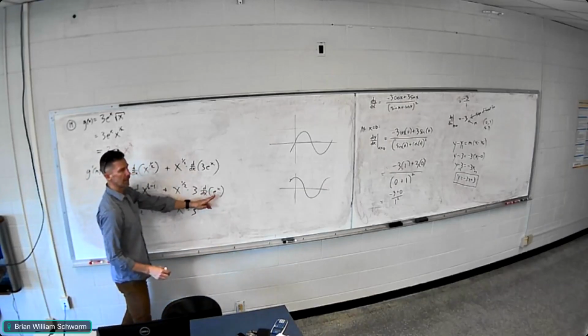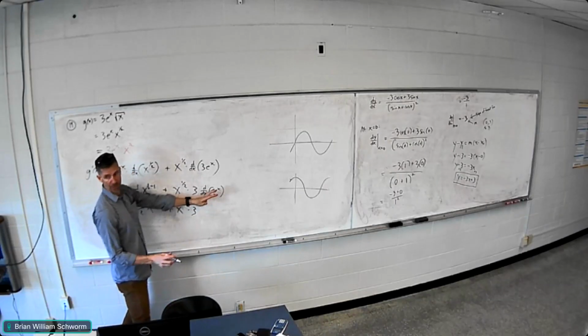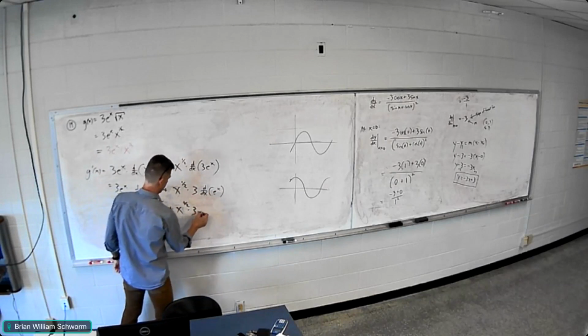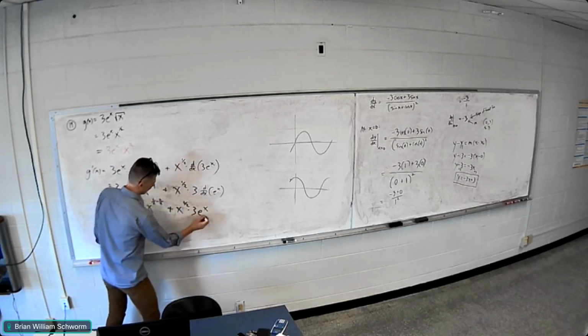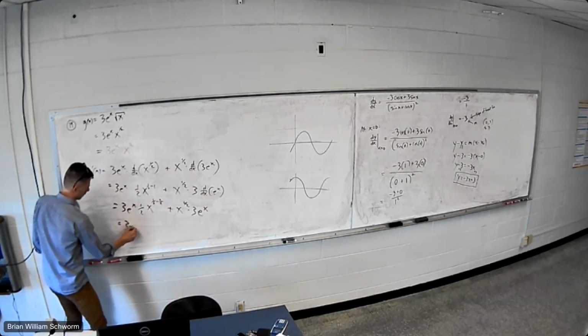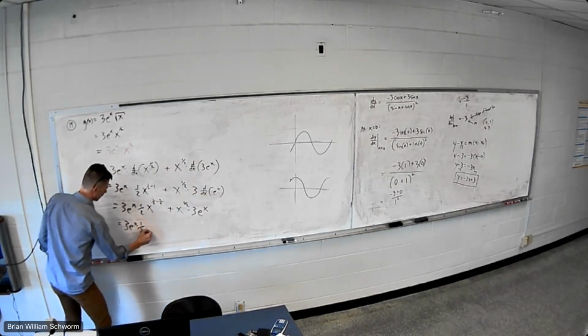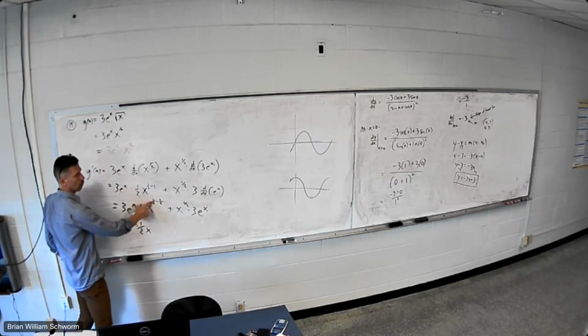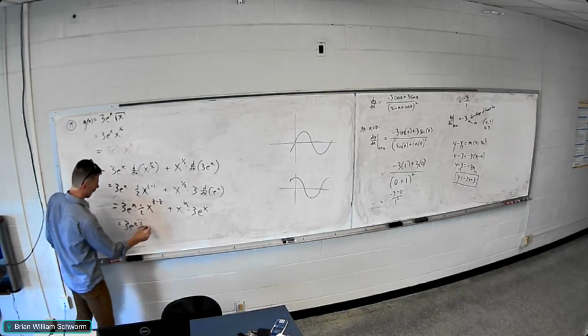And the derivative of e to the x is a very special function because the derivative of e to the x is e to the x. And then if I subtract, 1/2 minus 2/2 makes negative 1/2.